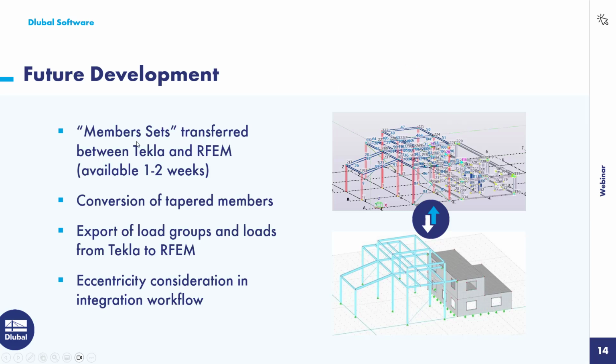The first thing we're going to add to this integration is member sets. So these will be transferred between Tekla and RFEM, and this should be available either next week or the week after. Then we want to eventually add the ability to use tapered members in the conversions. Then also the ability to export load groups and loads from Tekla to RFEM. And then in the far distant future, add the ability to consider eccentricities in the integration workflow.